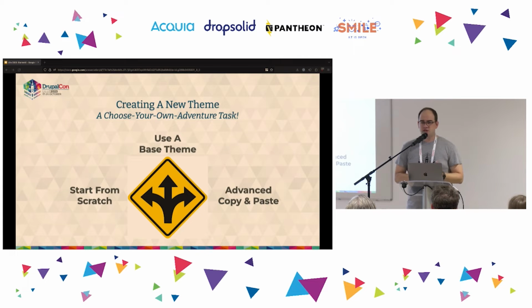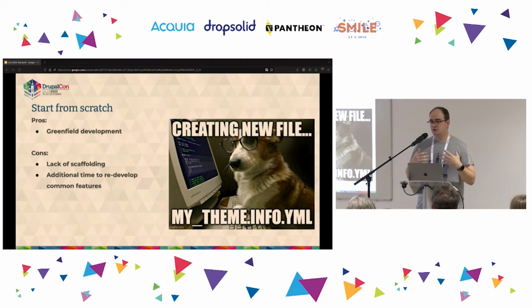So the state of theming and creating a new theme before StarterKit was kind of a choose-your-own-adventure task. You had, for the most part, 3 options. You could start from scratch, you could use a base theme, or you could do some kind of DIY copy and paste method. And that copy and paste is the one that I know I used for most of my career building new themes. If you're starting from scratch, it's great.